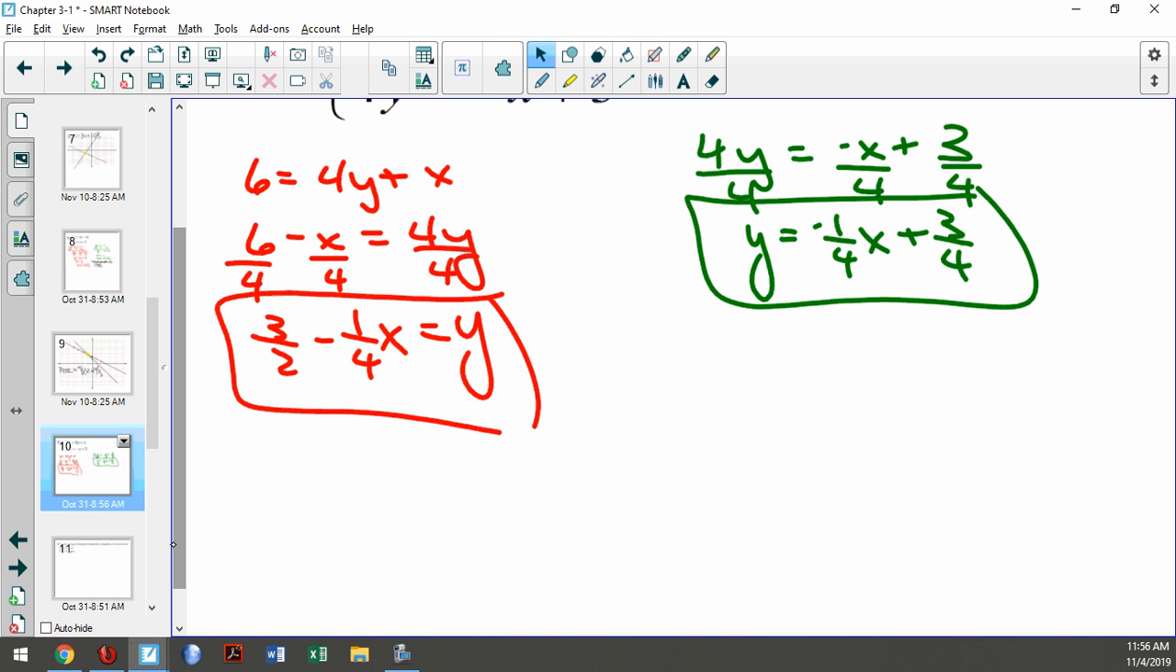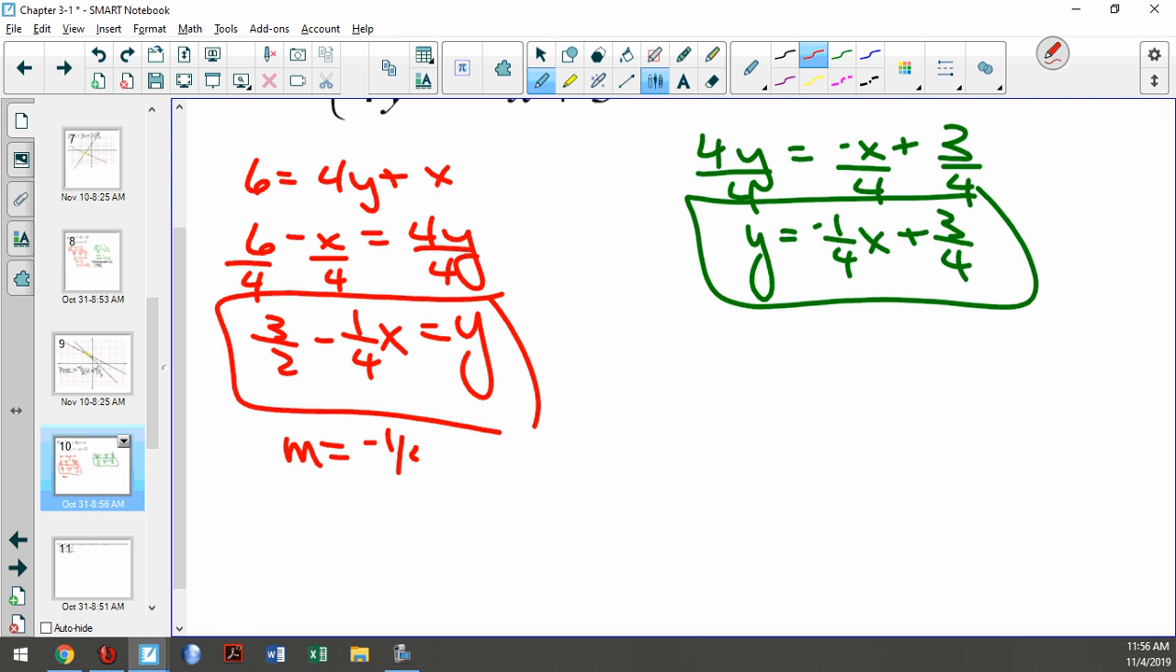Are my slopes the same or different? What is the slope of my first one? -1/4. What's my y-intercept? (0, 3/2). What's my slope of my second equation?